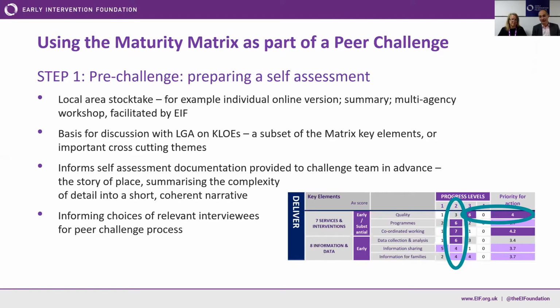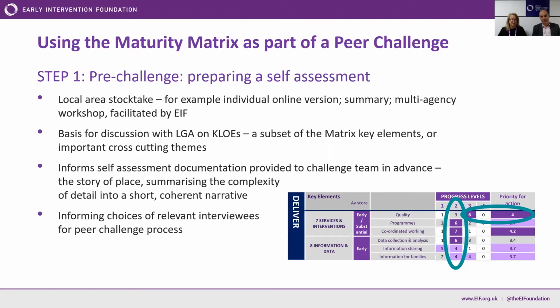And on the right-hand side are the ratings that they gave for taking action on that particular dimension. So it's on a rating of 1 to 5. The higher the number, the more important they thought this particular issue was for taking action. So in this example, you can see that the individual responses from local stakeholders rated focusing on improving quality and looking at coordinated working as their top priorities for action.